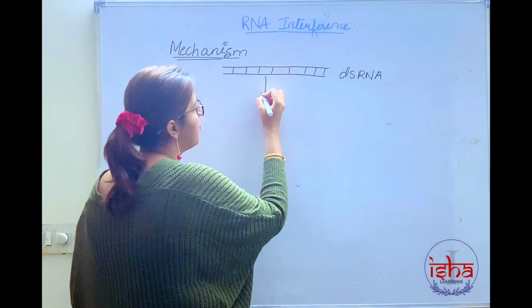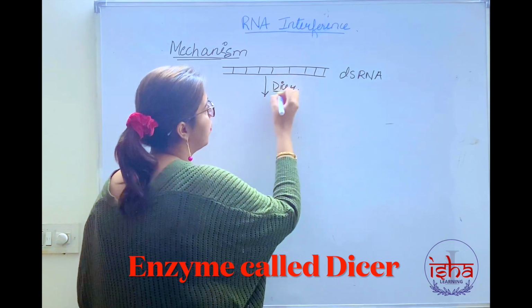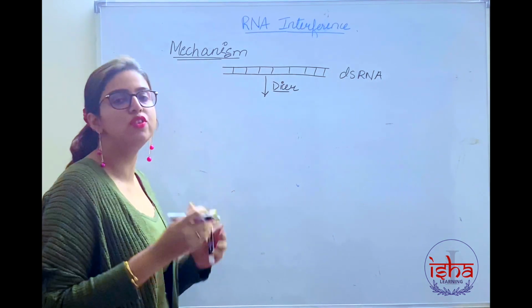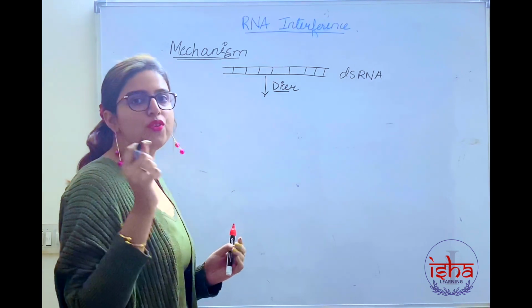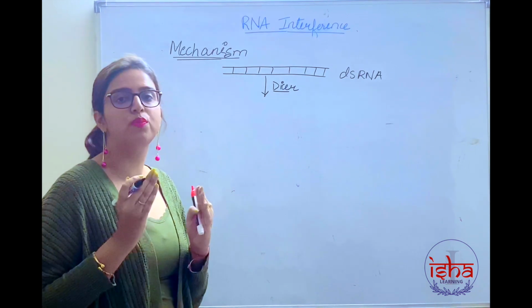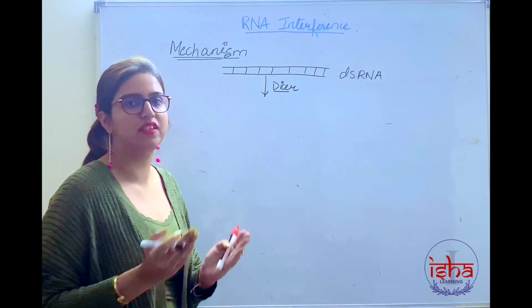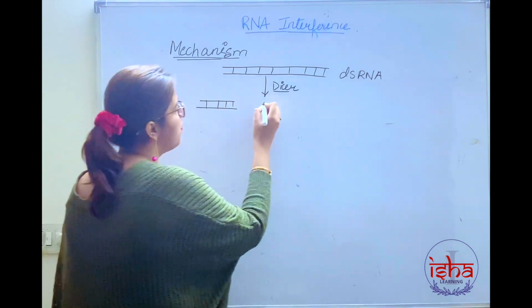Now what is going to happen is an enzyme called the dicer enzyme. I dice vegetables, I chop vegetables. Dice means to cut. So there is an enzyme that is going to cut this molecule. It's going to break it down into smaller pieces. So we're breaking both the strands down into smaller pieces.